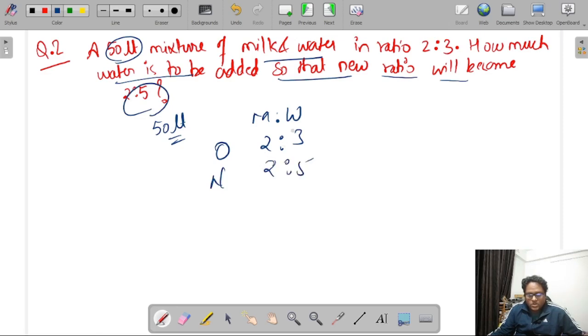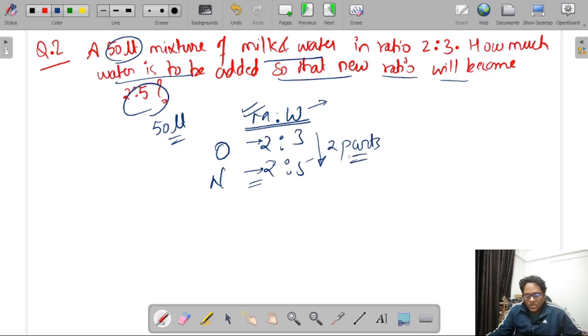As we said in the earlier question also, we have to fix the milk part. In the original mixture there are 2 parts, and in the new mixture there are also 2 parts. So it is a fixed quantity. The only variable is water, which we also need, because the question asks how much water is to be added. It goes from 3 to 5. So what is the difference?